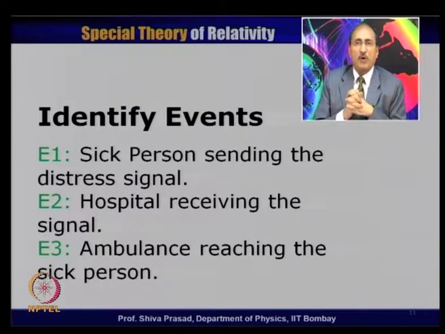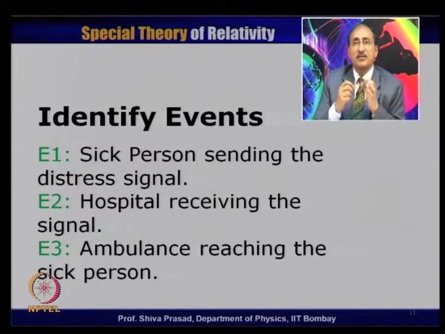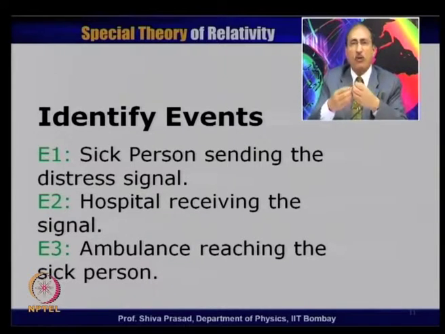First, which I call event number 1, is the sick person sending the distress signal. The person is sick, so the first thing he does is send the distress signal. That is event number 1. Then the signal is received by the hospital, that is event number 2. As we have said, that is the same time he instructs the ambulance. So, instructing the ambulance, etc., everything occurs exactly at the same time, and they are all included in event number 2.